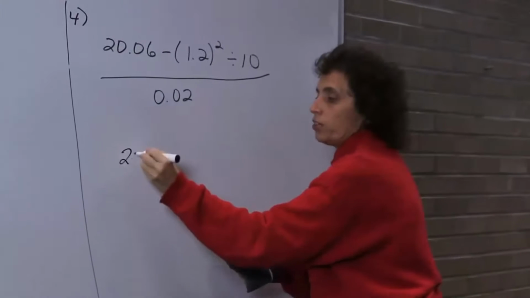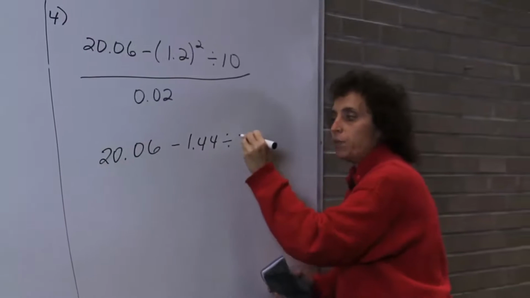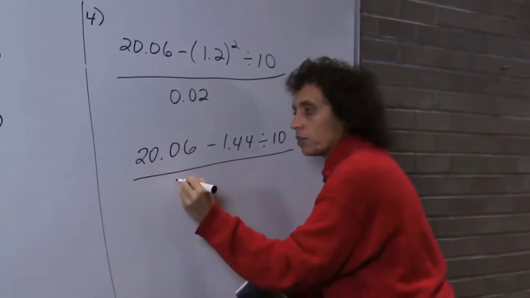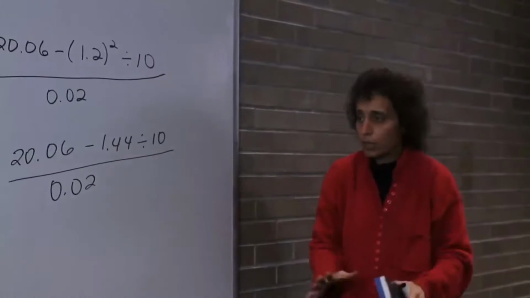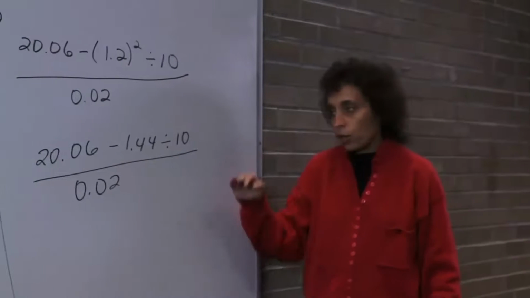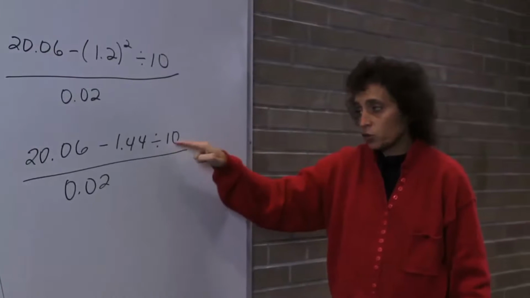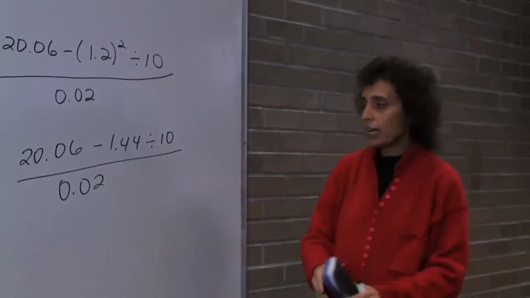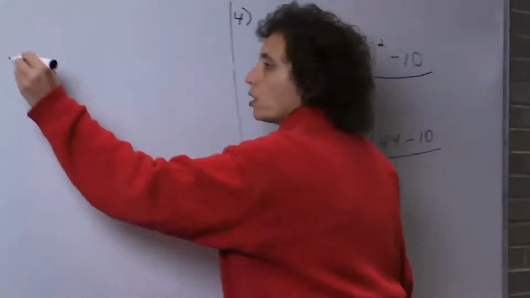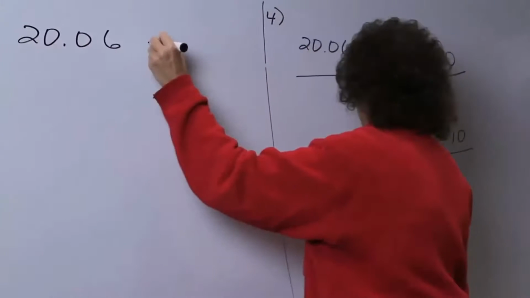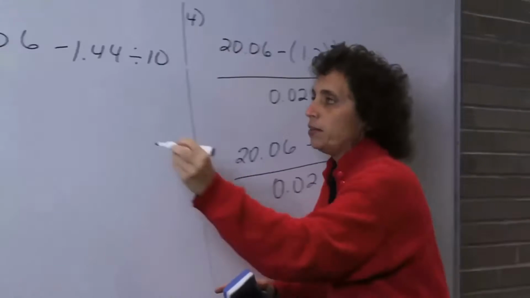So this is what I have now. I have 20.06 minus 1.44 divided by 10, divided by 0.02. Think about what must go next. Order of operations. Okay, there are no parentheses. There are no exponents. I look for multiplication and division. I have division, so I have to do division next. So I'm going to do the top. Let me do the top over here. 20.06 minus 1.44 divided by 10. So I have to do the division first, so let's do that.